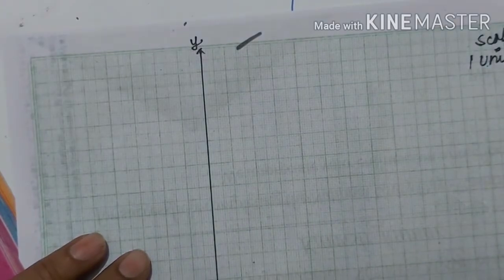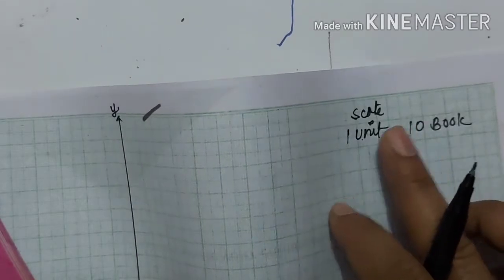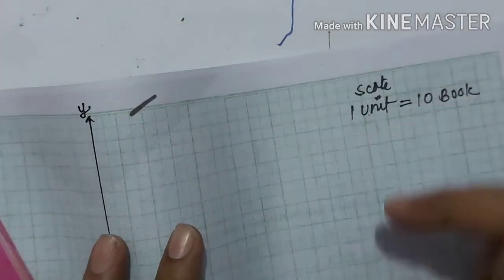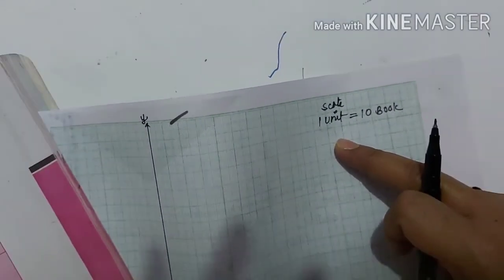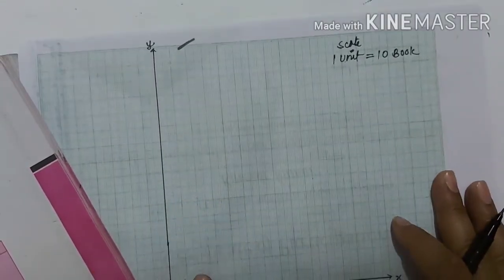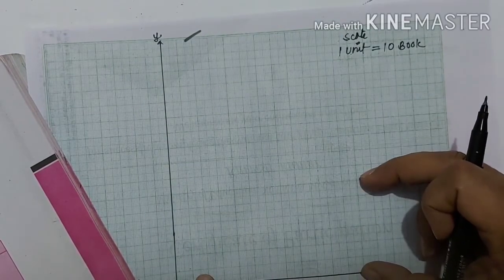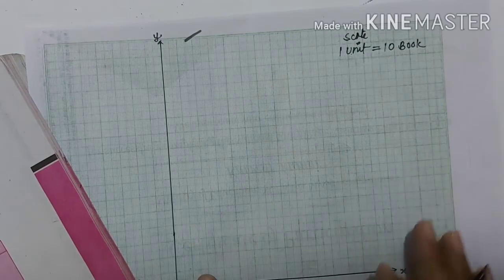1 unit is equal to 10 books. If you choose 5 books, no problem. With 5 books your bar graph will be longer, and with 10 books your bar graph will be smaller, but it is not wrong. Your bar graph is according to the scale. Suppose you choose 1 unit equal to 5 books, the bar graph will be long. If the unit is 10 books, the bar length is low, but it is not wrong.